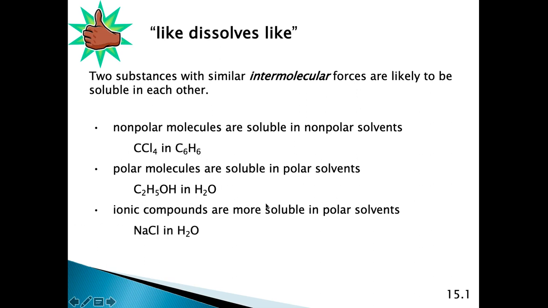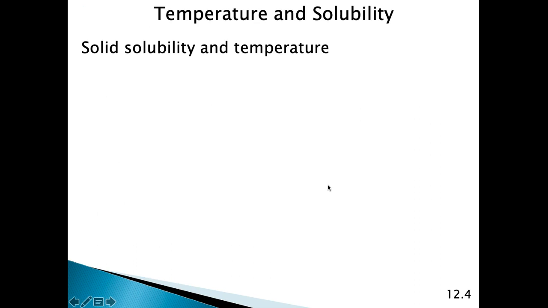Say if we had salt in water, the cation, the Na plus, would be attracted to the negative oxygen in the water, and then the chloride ion from the NaCl would be attracted to the positive hydrogen that we have over here. So ionic compounds would be soluble in polar solvents.